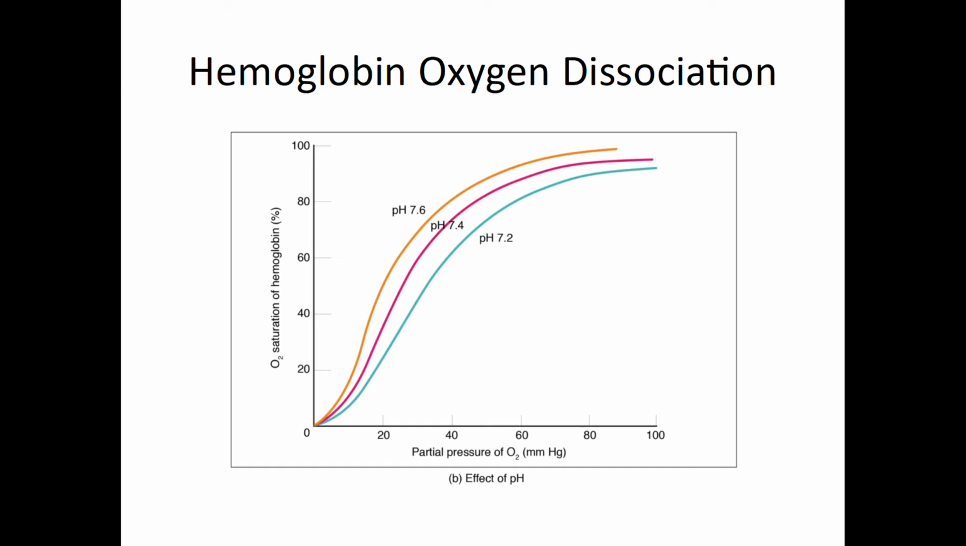If there's a high pH, which means a low carbon dioxide, then you're not releasing that extra oxygen. Similarly, if carbon dioxide itself is bound, that's also going to make hemoglobin less attractive to oxygen. So the more carbon dioxide that binds, the more oxygen that gets released.